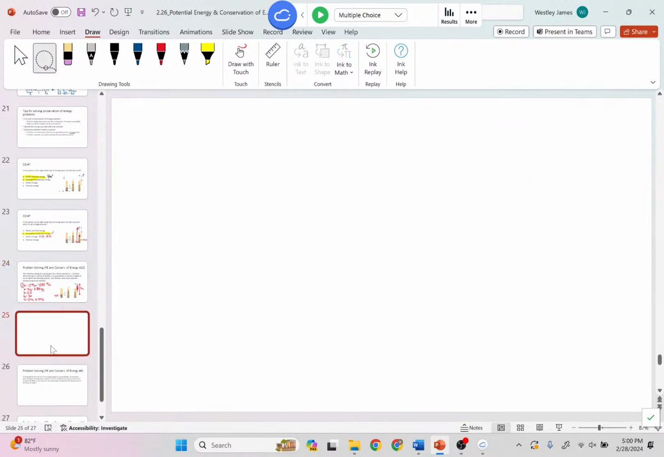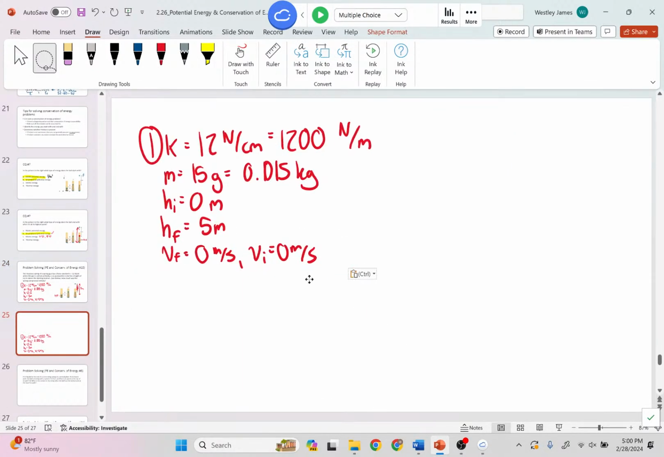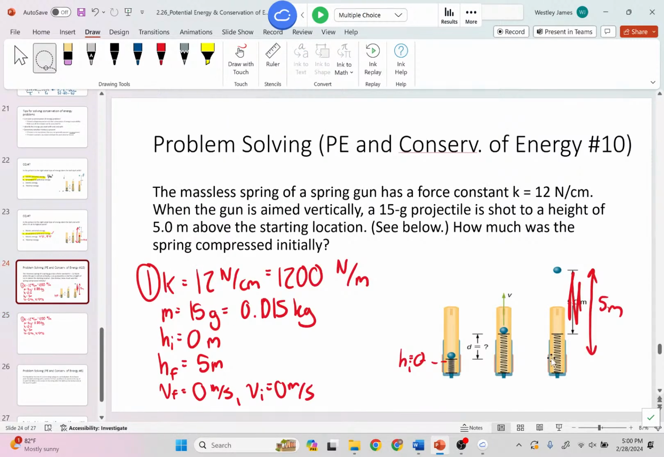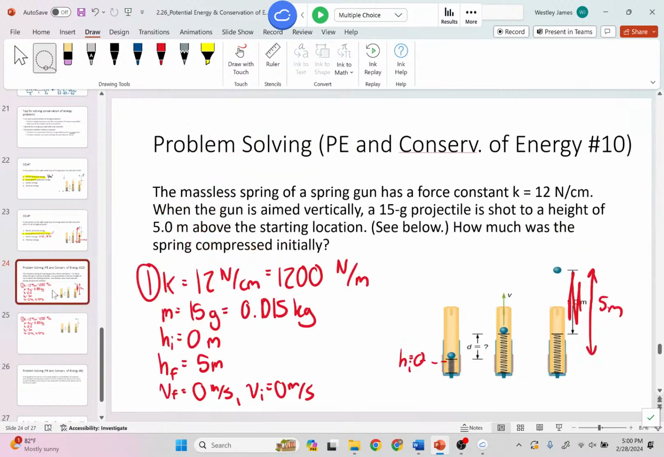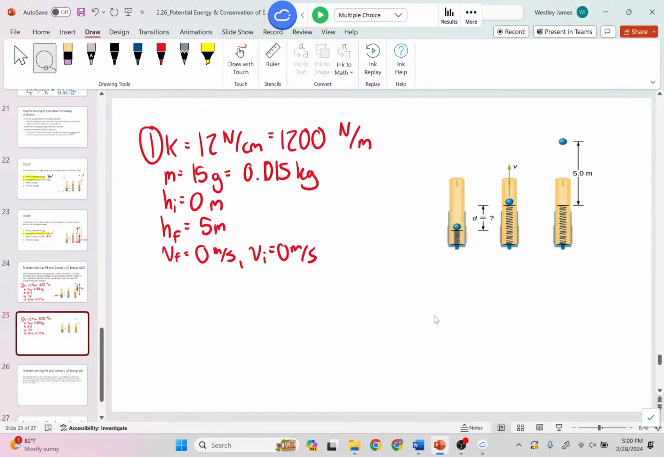Okay, so we're going to take this, put it over here. It is useful to draw a picture. If a picture is not drawn, a picture can be helpful to help you identify the givens. All right, and boom. Okay.